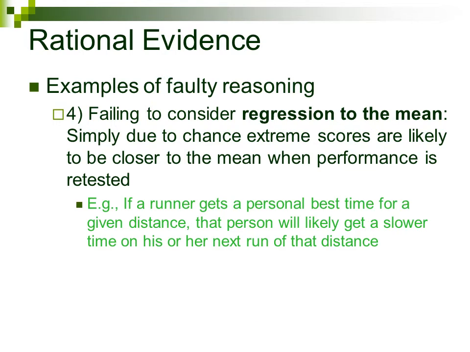Here's another quick example. If a runner gets a personal best time for a given distance, that person will likely get a slower time on his or her next run of that distance. So be careful in your reasoning that you don't create unnecessary explanations for regression to the mean. It's not that being on the cover of a video game or running at your personal best causes you to do worse the next time. But if you perform at your absolute peak ability for a season or a race, the next time are you more likely to perform even better or worse?